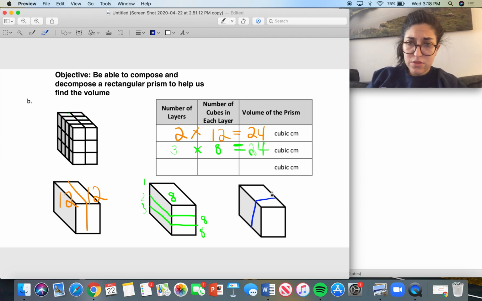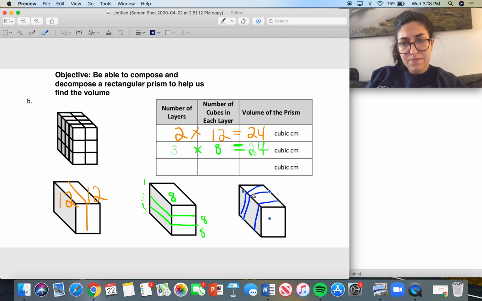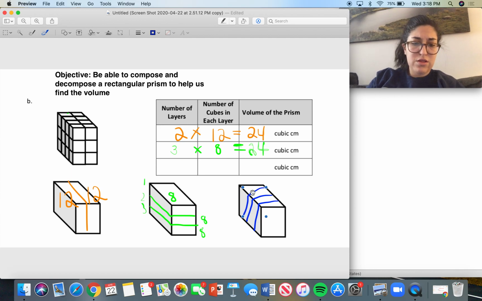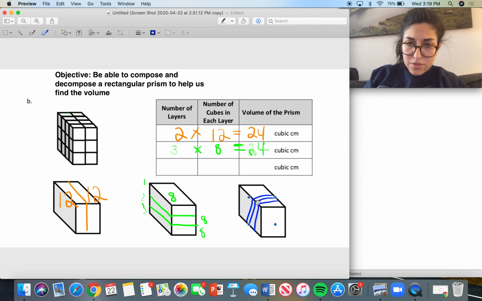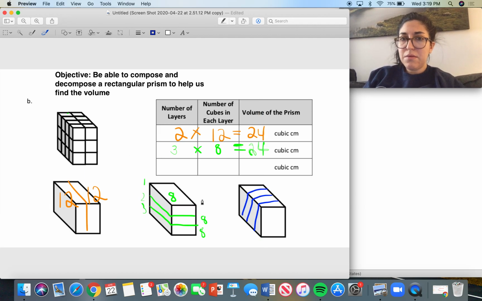1, 2, 3. I know it's not great, I'm sorry. Let's try to make it a little better. 1, 2, 3 layers. And the question is, how many blocks are in each layer?